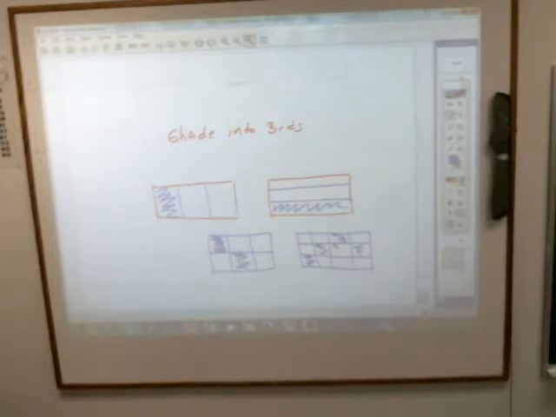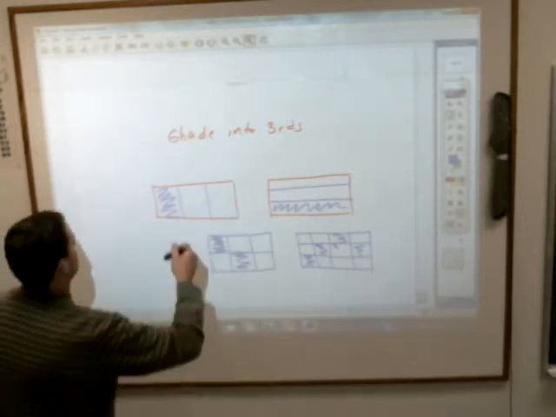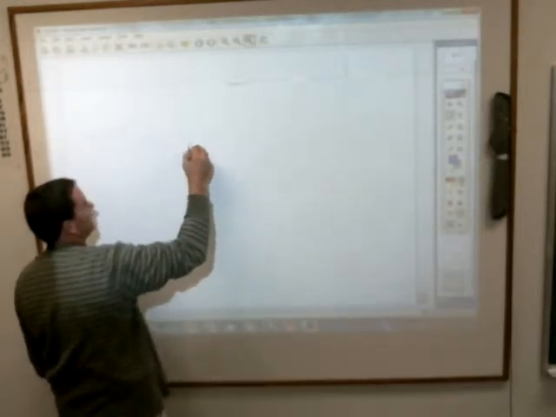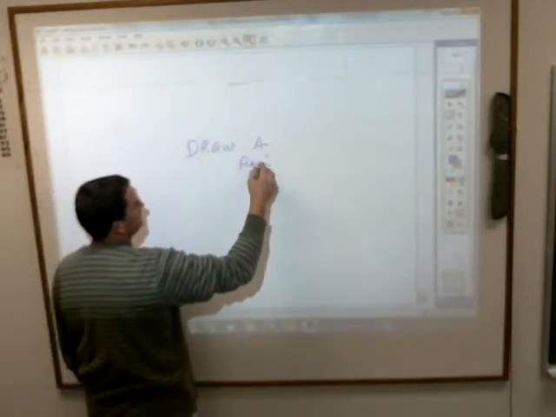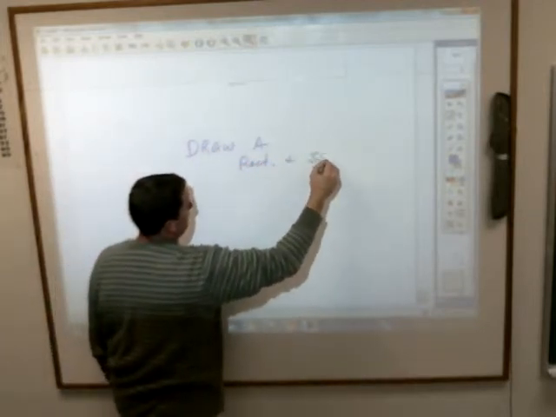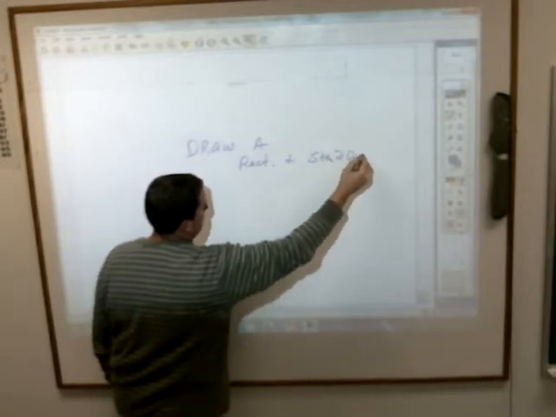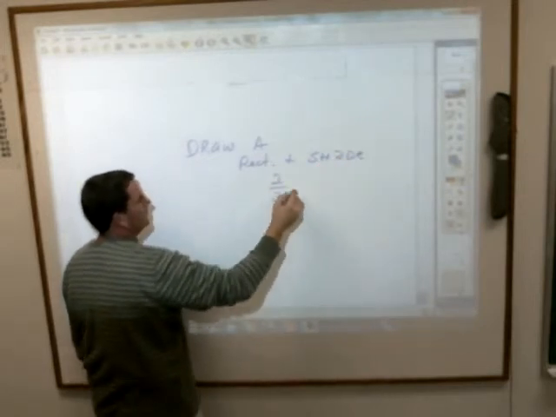Let's look at another question they asked. This is not really too tough. How about this one? Well, maybe not. Maybe that's it. Let's look at this one. They're just going to tell you things like this. We'll just do one more. Draw a rectangle and shade 2/3 of it.